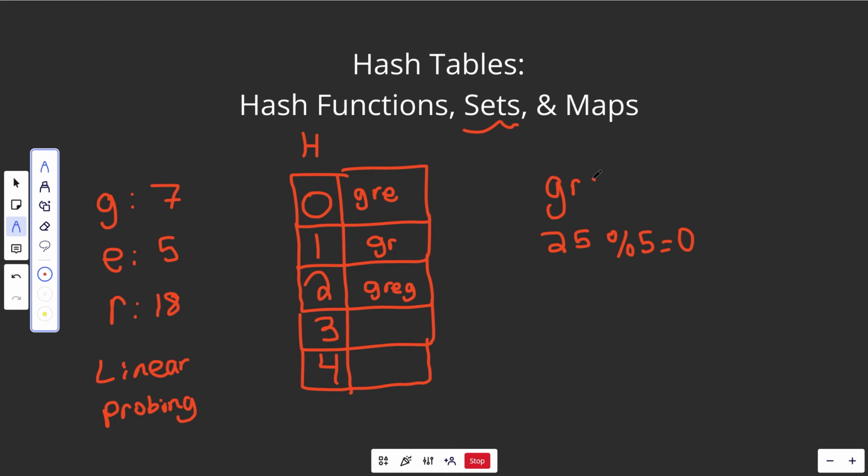Okay, then if we had, say, Grg, well, that's going to add 7 to this. So this is going to be 32, and mod by 2, this is going to go to the position of 2.